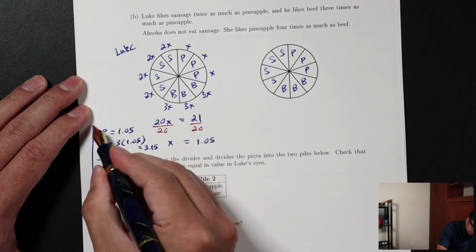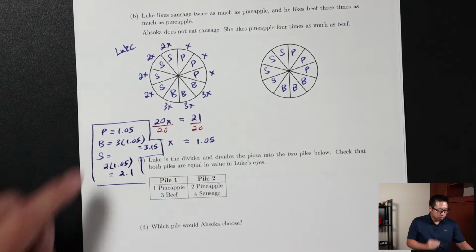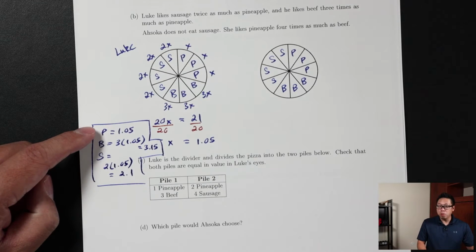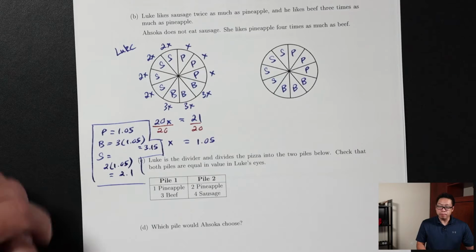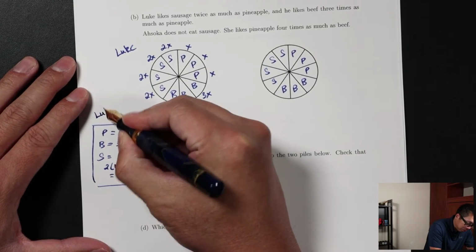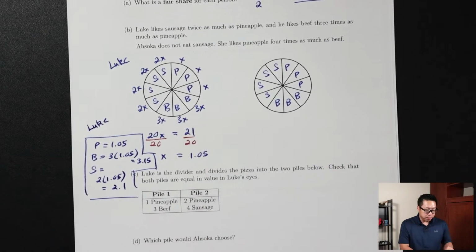And those are Luke's values on different types of slices. Pineapple, 1.05, beef, 3.15, sausage, 2.1. Okay, these are Luke's. Do the same thing for Ahsoka.